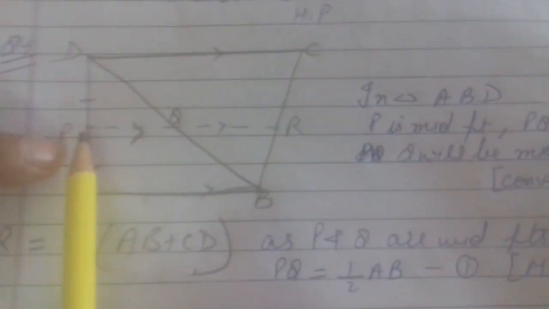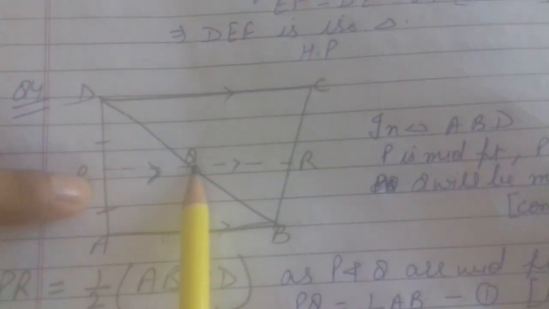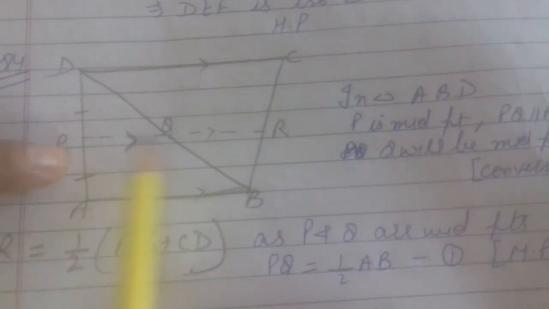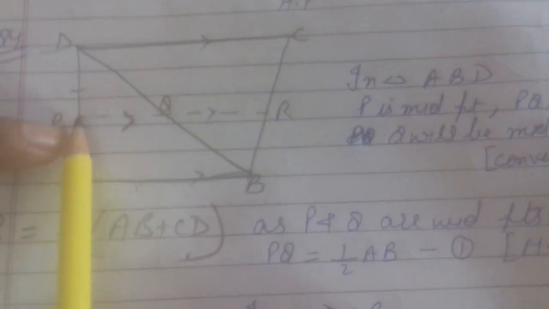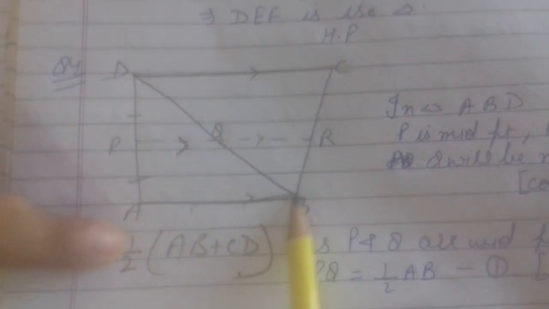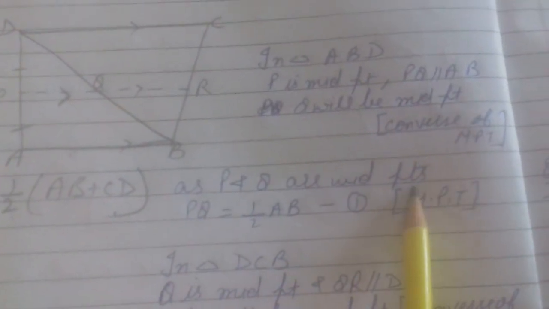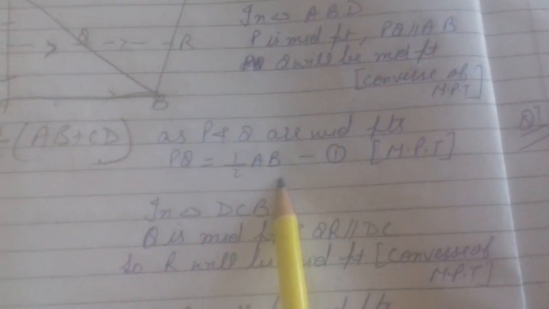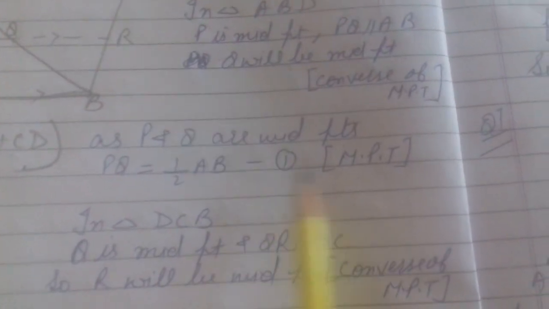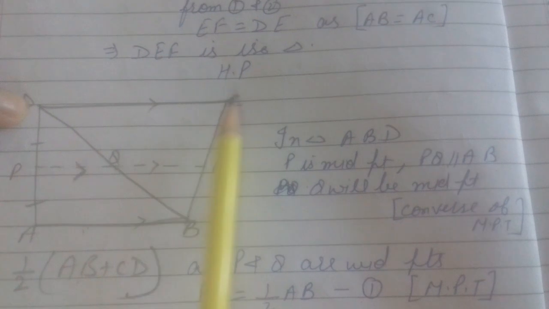Now look here children. As P and Q both are midpoints, we proved Q is also a midpoint. So I can write PQ is half of AB, because that is familiar to the result. See what I wrote here. As P and Q are midpoints, PQ will be half of AB, and mark this equation as 1, by MPT.